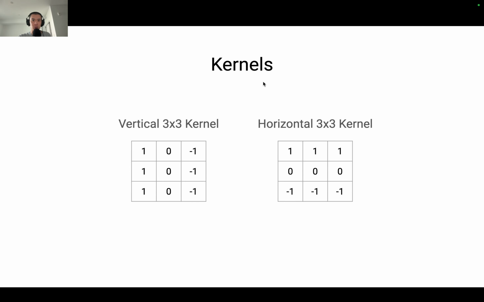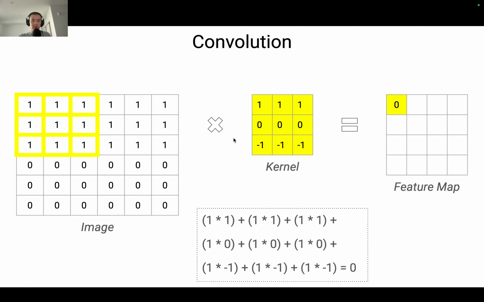So what do these kernels look like? They're just numbers. At the end of the day, AI and deep learning is still math being done. So the kernels are just a bunch of numbers. Here's a vertical 3 by 3 kernel, and here's a horizontal 3 by 3 kernel. And this kernel is used in convolution for a convolutional neural network. Think of this kernel as an overlay that we place on top. And then we do some multiplication and addition.